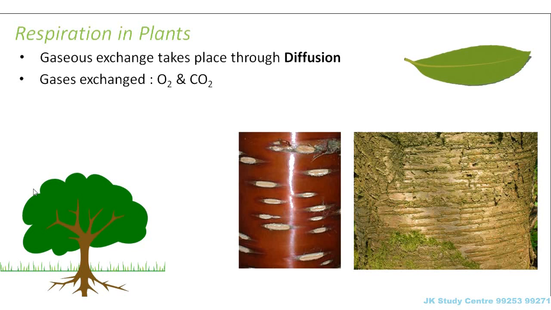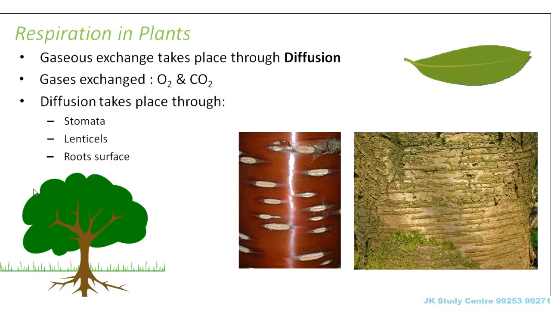Again, in respiration, we saw that oxygen is utilized. So again, you need oxygen, so the plants need to take in oxygen. And in respiration, carbon dioxide is produced as a byproduct, so it needs to be thrown out. So these are the two gases which are involved in plants during the process of photosynthesis and respiration. So these two gases are mainly exchanged.